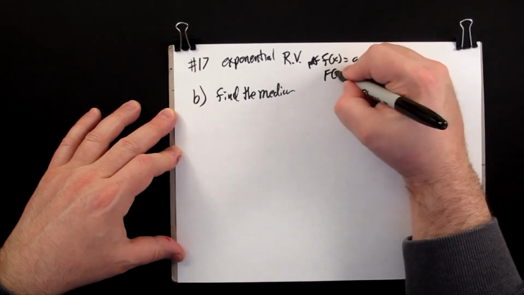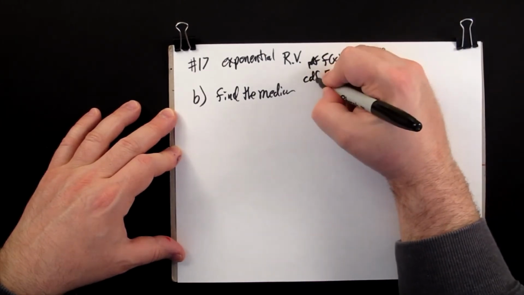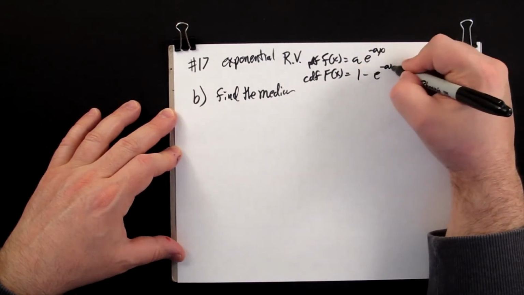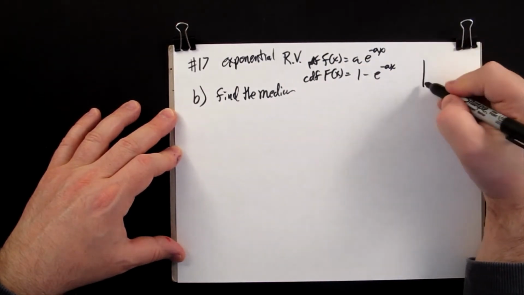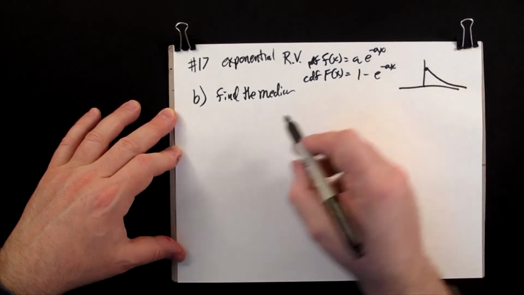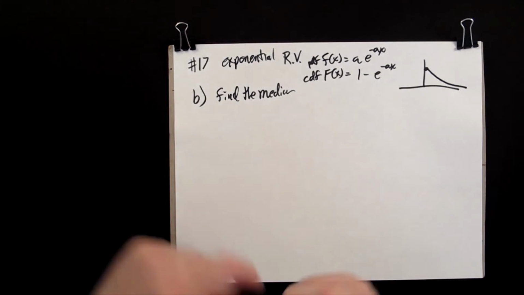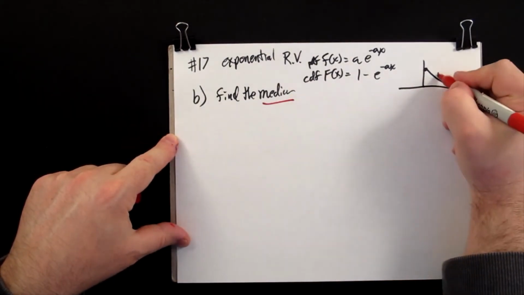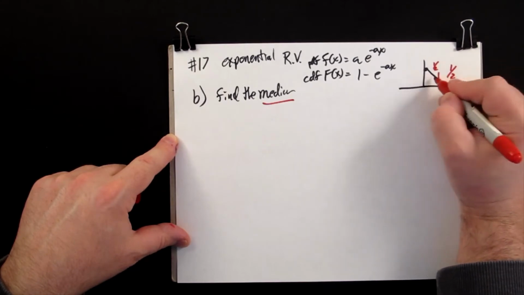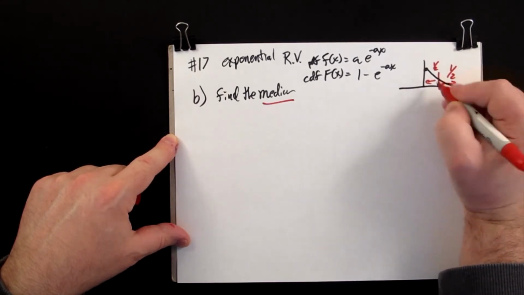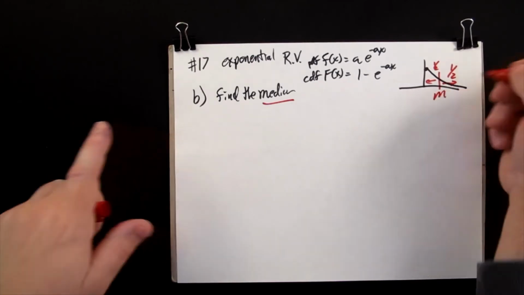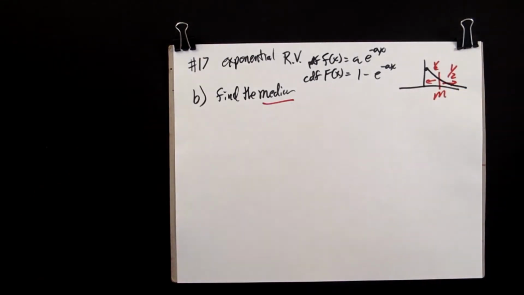the CDF, which we found in part A, was 1 minus e to the minus ax. Okay, so our graph looks something like this, and we're interested in finding the median. The median is the boundary that's going to cut it into two parts, half on this side and half on that side. For this one, I'm going to call it M for median, the median boundary.